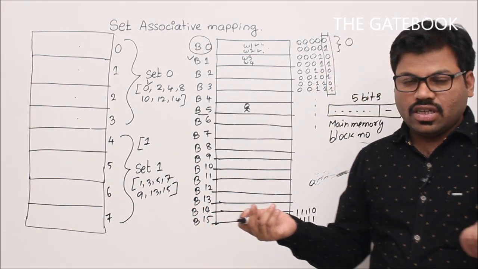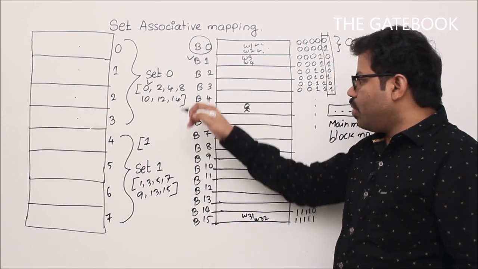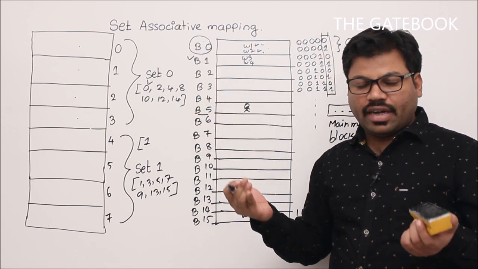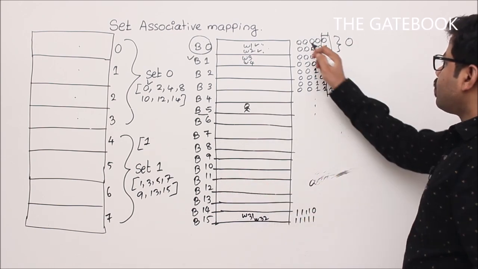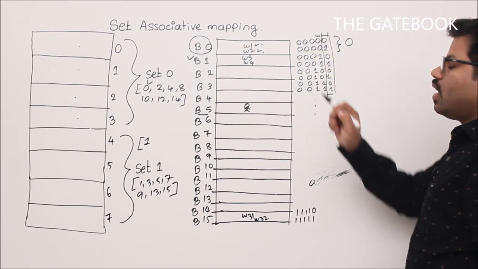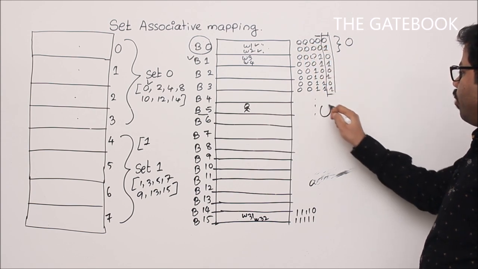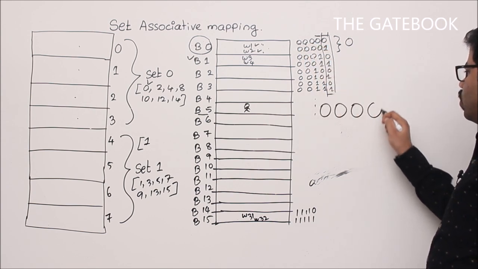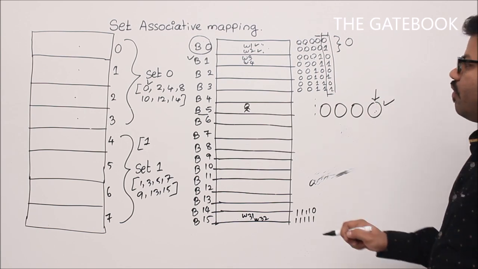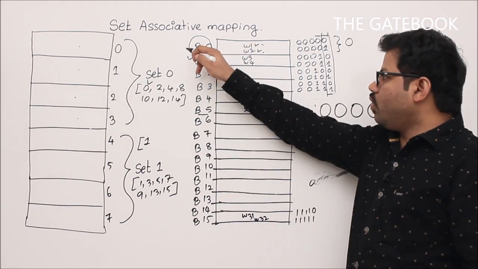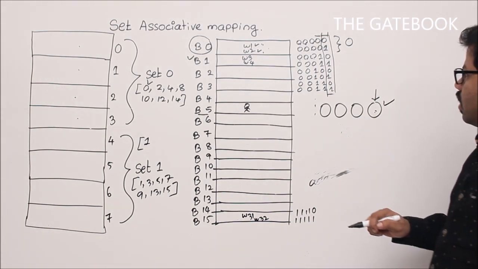What if we have 4 sets? Then we would have divided by 4. Dividing a main memory block number by 4 and getting the remainder is equivalent to taking these bits from right to left. Both are the same. Example, this is 0000, main memory block number 0, right? This first bit indicates the remainder if you divide that number by 2. If you divide block number 0 by 2, what is the remainder? 0.